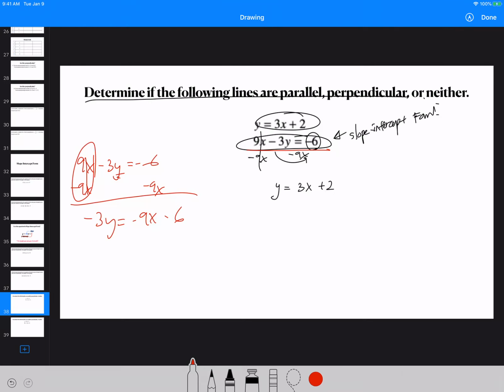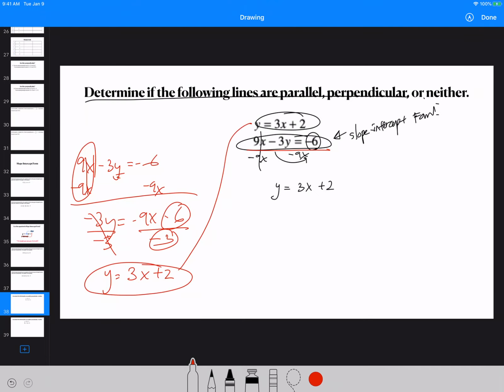You get y by itself by dividing both sides by negative 3. And y is equal to negative 9 divided by negative 3, which is positive 3x. Negative 6 divided by negative 3 is plus 2. So what do you know? You get exactly the same equation. So you get a line that's overlapping on top of each other. But that still doesn't mean that it's not parallel. They're still parallel because the slopes are the same. You're only looking at the slope.